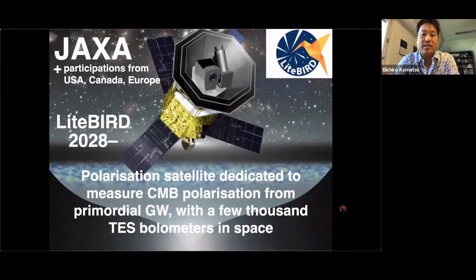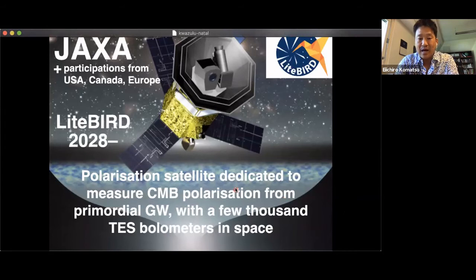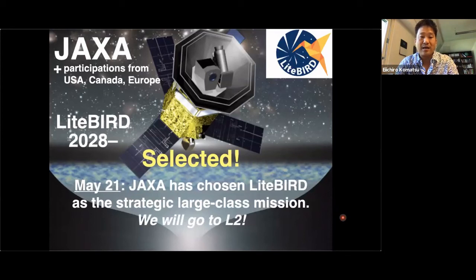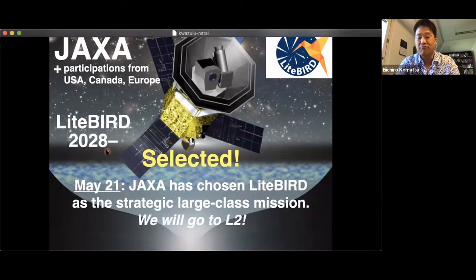So we proposed this LiteBIRD mission to JAXA with participation from USA, Canada, and Europe. I'm in Germany now, and I'm trying to assemble the team in Europe, especially in Germany, to contribute to this. This is the polarization-dedicated mission with a few thousand superconducting detectors in space. And we had wonderful news that LiteBIRD has now been selected to fly. So we will go to L2 in 2028, 2029, you know, it's pretty soon.